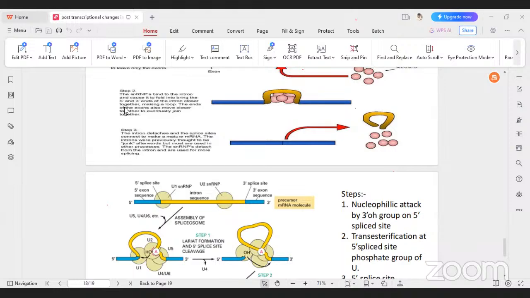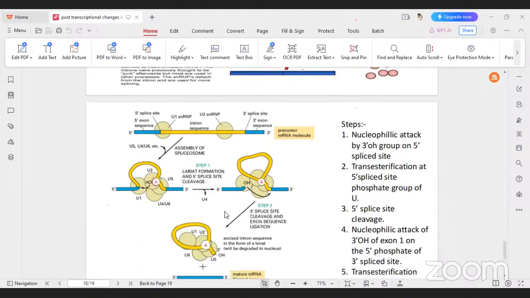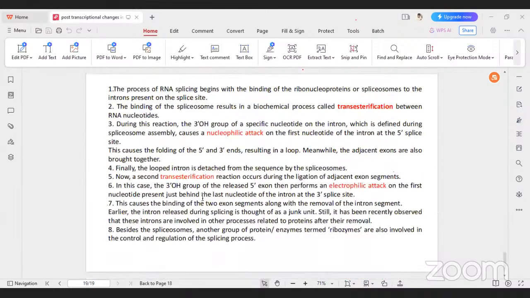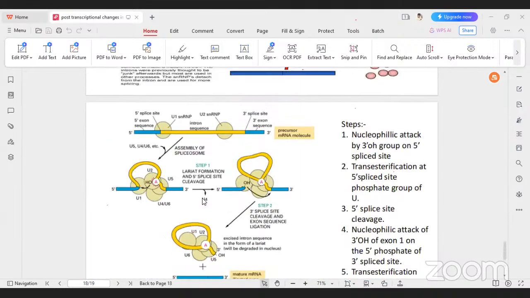After the polyadenine tail, the introns are also removed, in a process called splicing. This process involves the spliceosomes: U1, U2, U4, U5 and U6. With the help of the spliceosomes, the introns are removed. Right. So now the mature RNA is prepared. This mature RNA is translocated to the cytosol, where translation takes place.